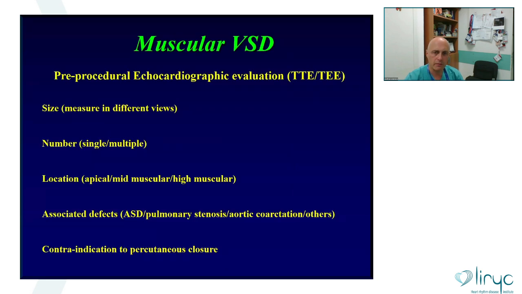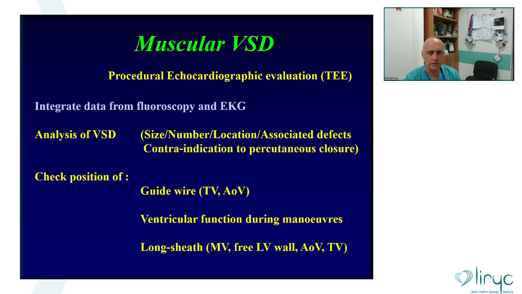In particular for muscular, but also for all the types of VSD, we would like to have all needed information in order to plan our procedure and to make the choice for the ideal device to perform the procedure. So the size, number, location, associated defects, or eventual contraindications to percutaneous closure. So these apply to muscular, but also to other types of VSDs.